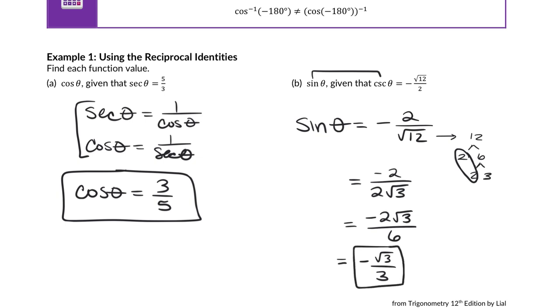Huzzah. All we're doing is flipping that number over. Occasionally, there's a little bit of arithmetic to take care of afterwards. So example A just had us flip the number. Example B had us flip the number and reduce and simplify and rationalize the denominator. Oh boy.